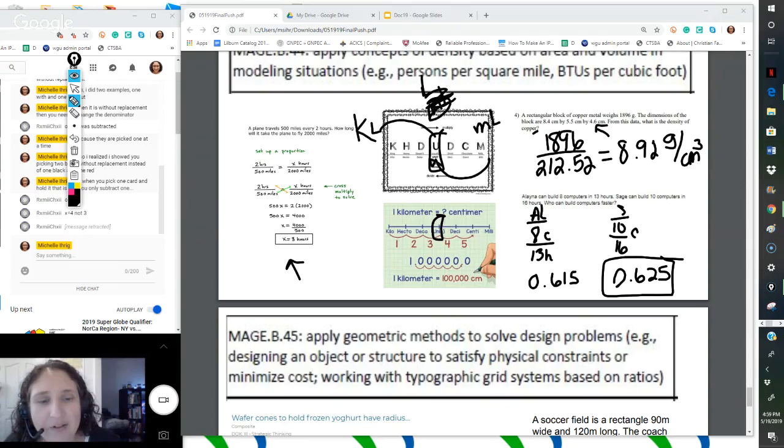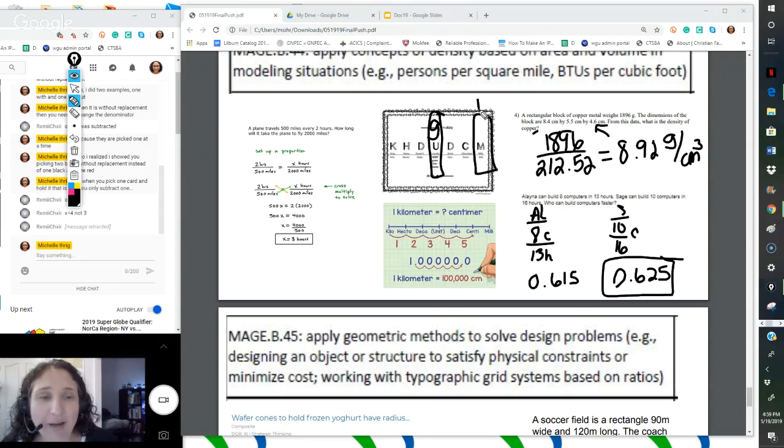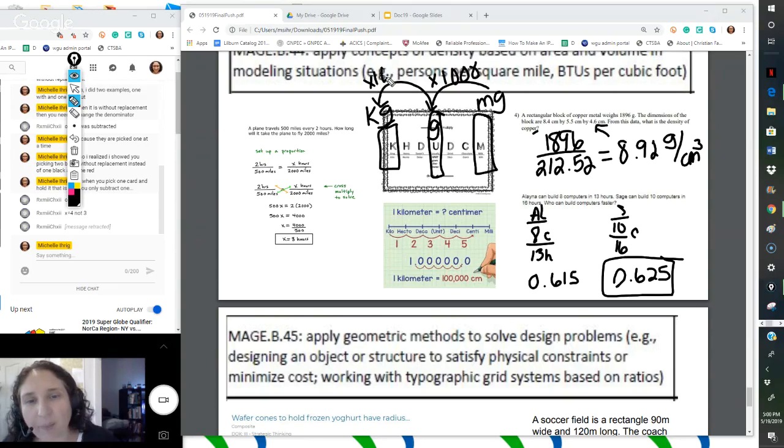So if we're going from milliliters to liters, we're multiplying by 1,000. If we're going from liters to kiloliters, we're multiplying by 1,000. You're almost always multiplying by 1,000. The only time you're not is if you're going from centimeters to meters. Or you might have grams. You might have the unit be grams, and then you might have milligrams, and you might have kilograms. Again, usually speaking, unless it's centimeters, you're going to be multiplying by 1,000 to get bigger or dividing by 1,000 to get smaller. So here, milligrams to grams, I'm multiplying by 1,000. Grams to kilograms, I'm multiplying by 1,000.